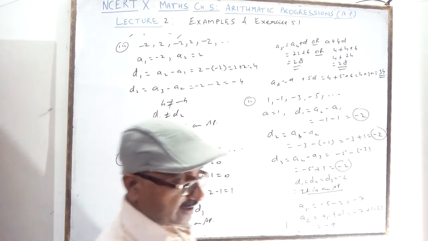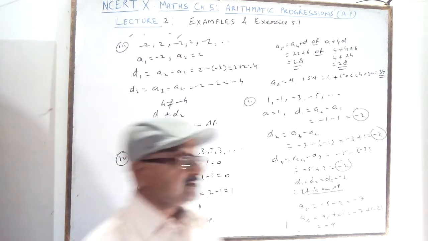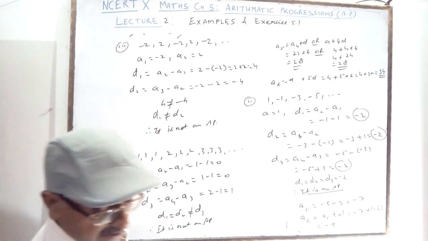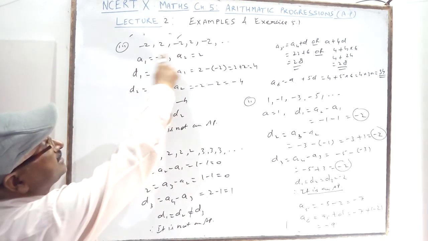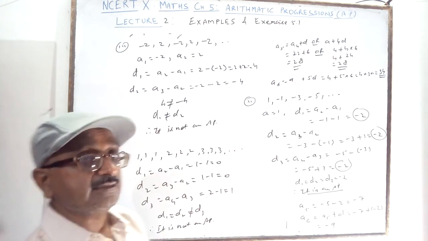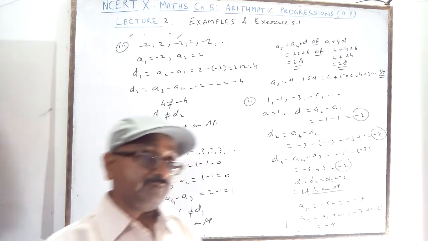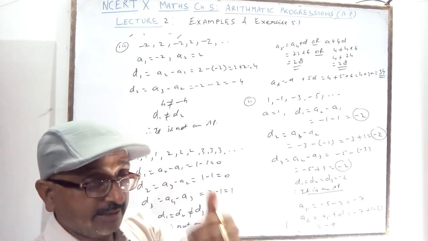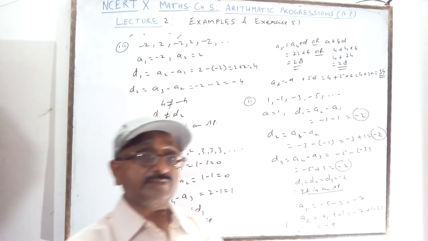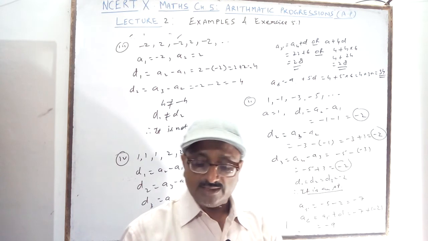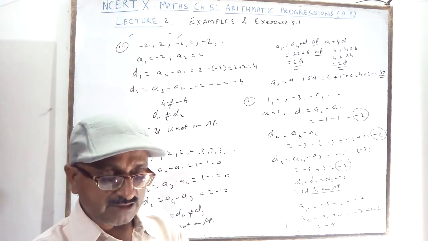So like this, there are some examples given. Sometimes by seeing it you think it is an AP, but when you calculate, your common difference will not be the same. For the number you want, the preceding number must be subtracted from it. Then all the differences must be the same.